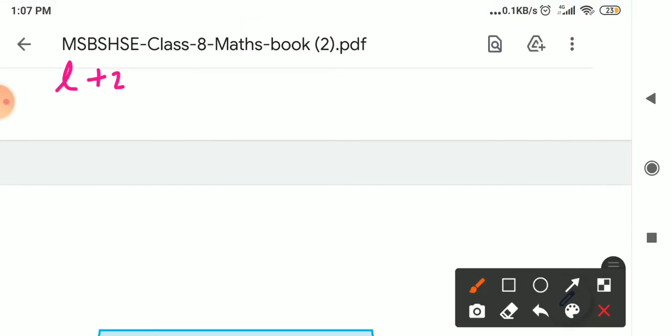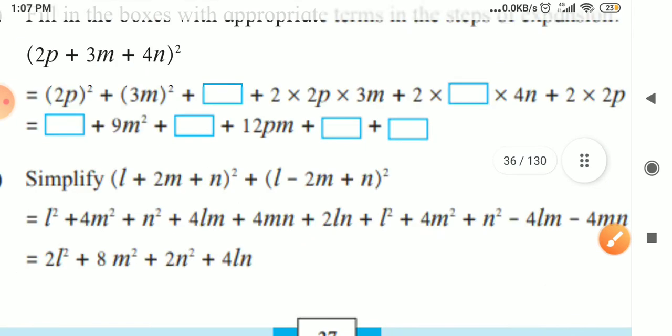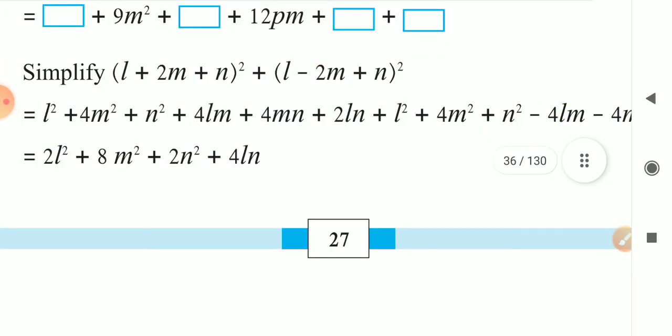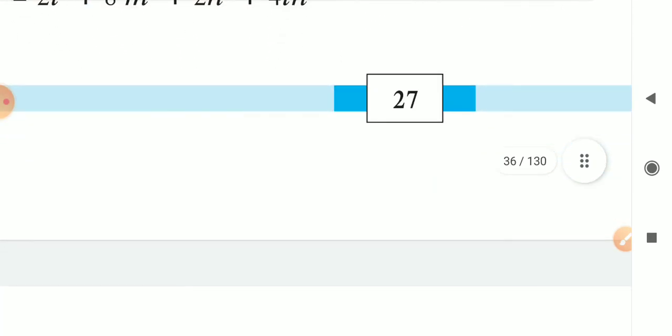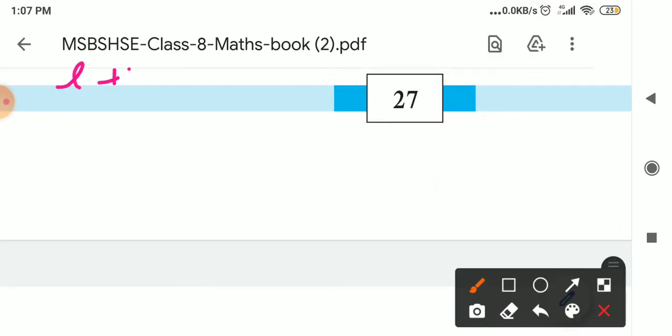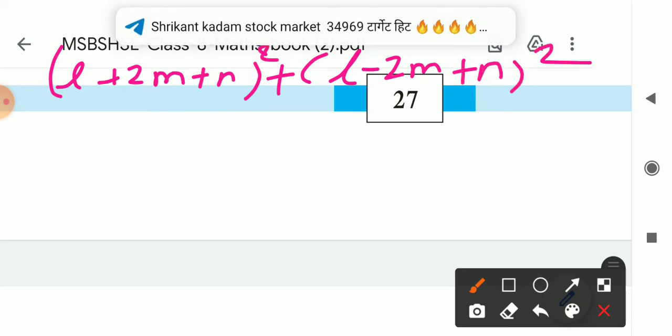plus sign is given here, and plus (l minus 2m plus n), and here square is given. So how to solve this?